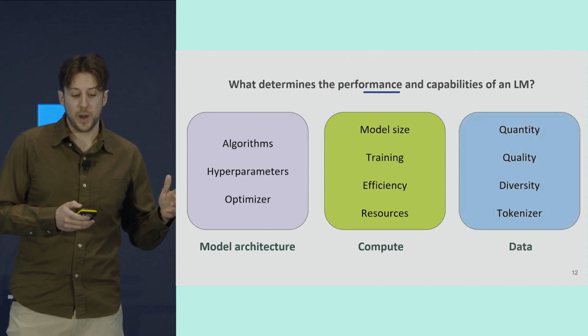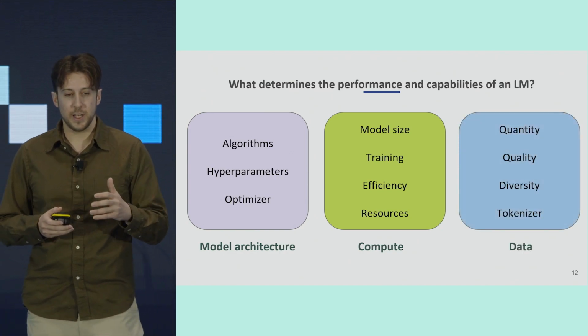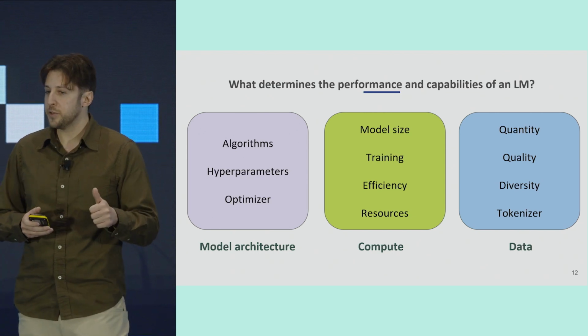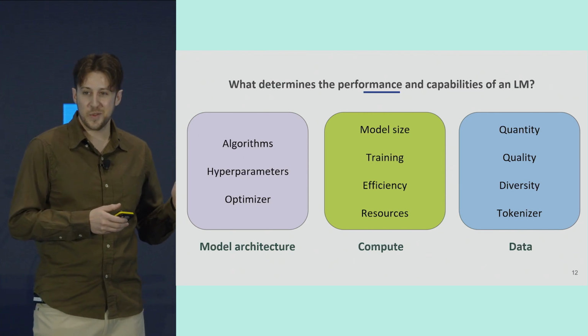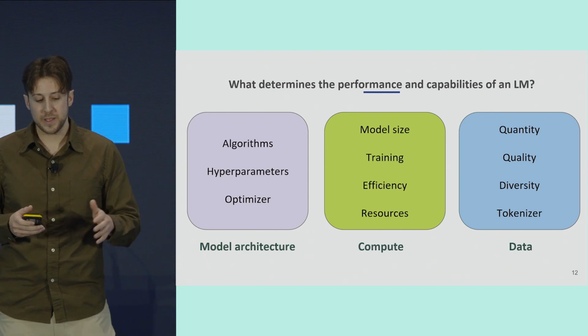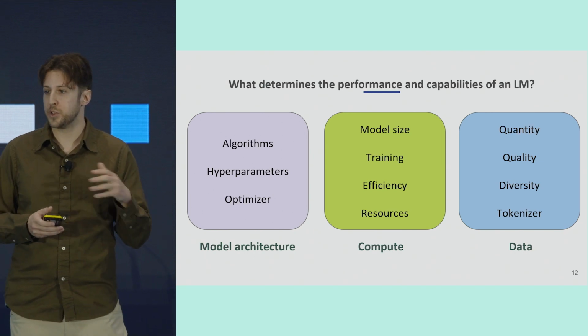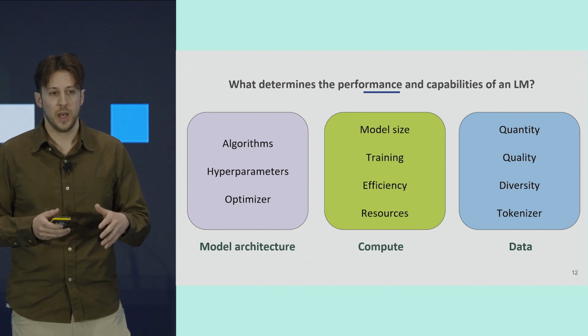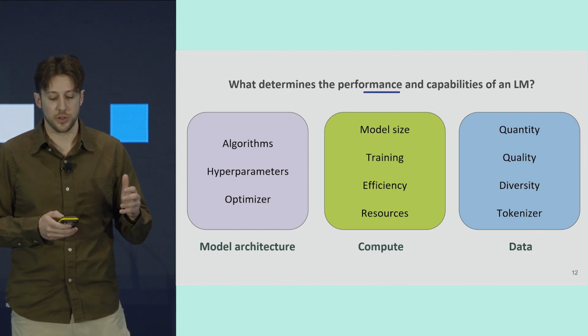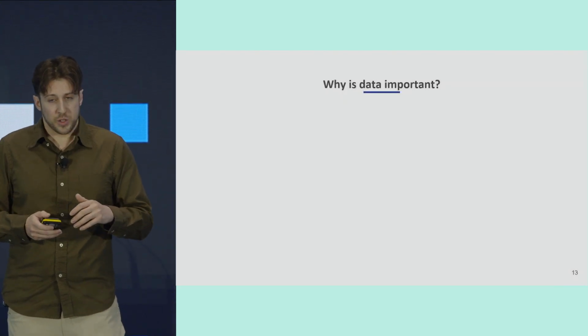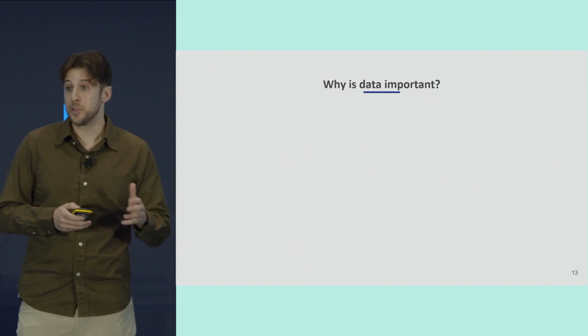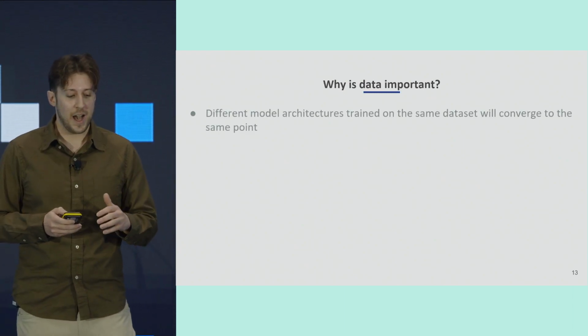And then there's the final bucket, obviously my favorite, which is the data bucket. And this is the quantity of your data, the quality of your data, how diverse your corpus is, as well as your choice of tokenizer, which turns your text into tokens and things that the model can consume. So why is data important and how important is it really? Well, very.